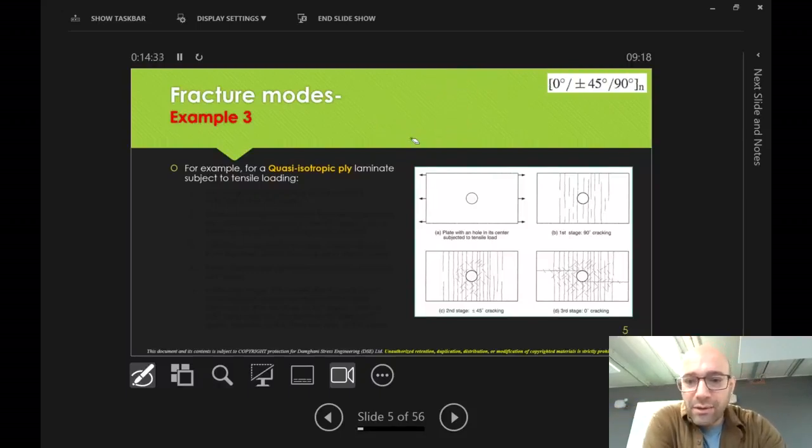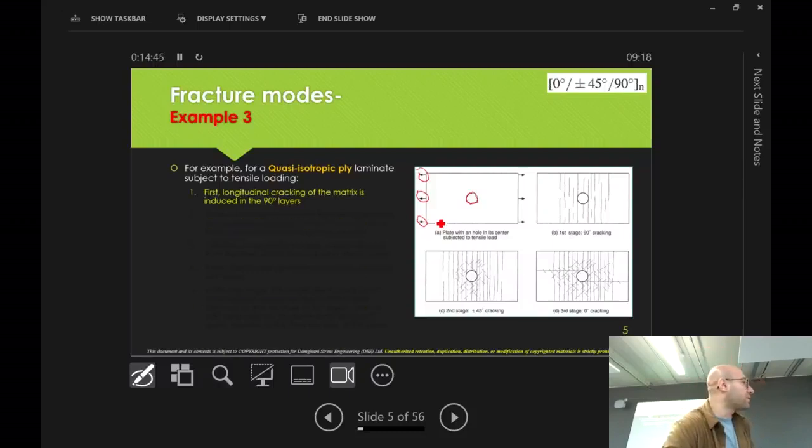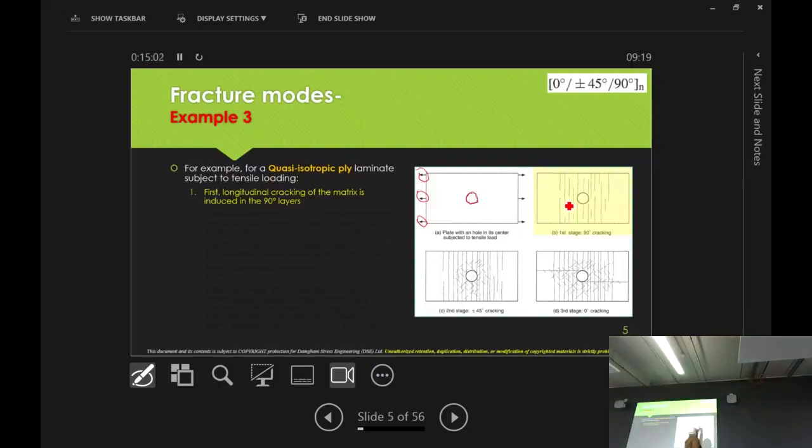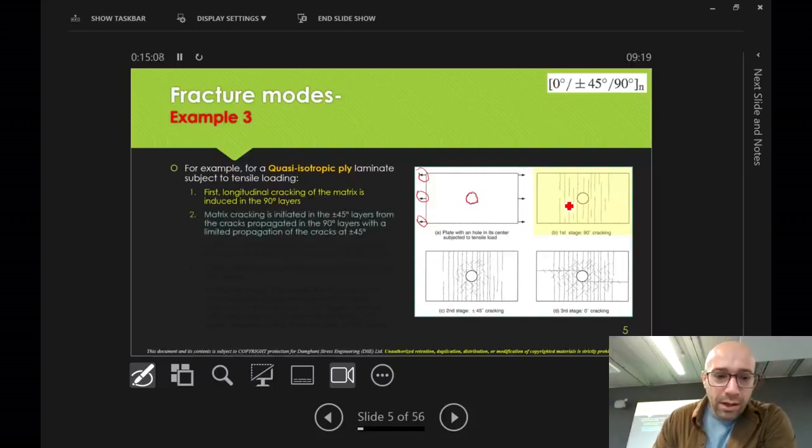In this particular case, you see a flat panel with a circular cutout here under tensile loading. What we often see when we apply the tensile loading, one of the failure modes, is longitudinal cracking of the matrix in the 90-degree plies, or this one. It is shown schematically. That's the loading direction. Perpendicular to the loading direction, we'll see some matrix cracking. We also see at the 45-degree plies some cracks, as you see here.